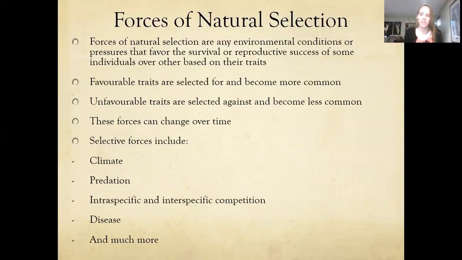These selective forces include the climate of the habitat. It could include things like predators, the intra and interspecific competition, diseases, lots of things like that. Any type of natural disaster, famine, all of those are going to be selective forces.